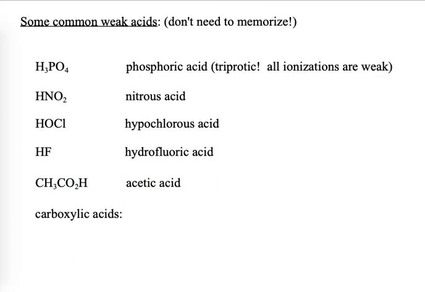Here are some common weak acids. Please do not memorize these. You will always have a table of Ka values, so you can always look up and see whether it's a weak acid or not. Another way to think of it is, if it's not one of these 6 common strong acids whose names and formulas I asked you to memorize, it's a weak acid.